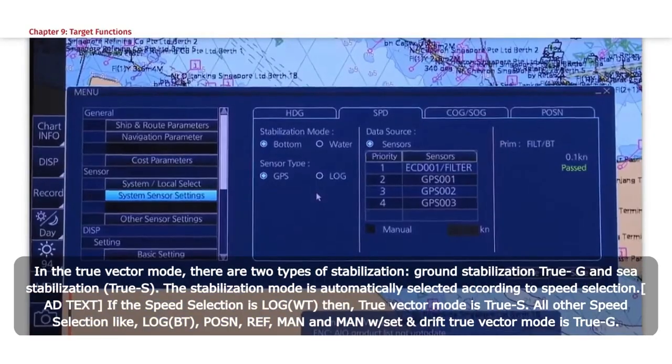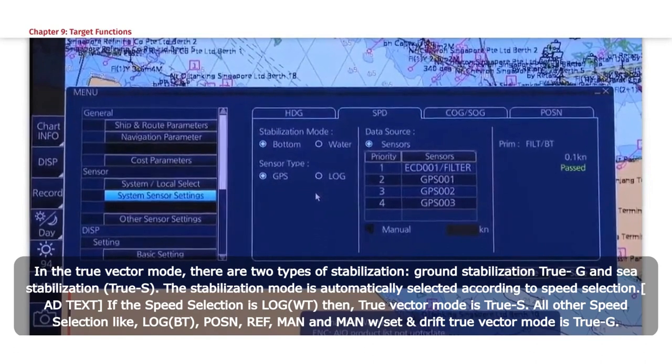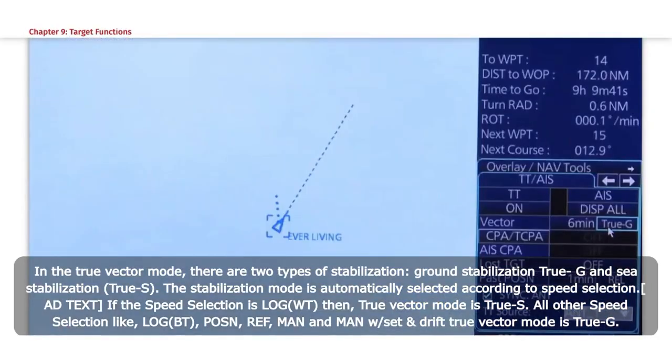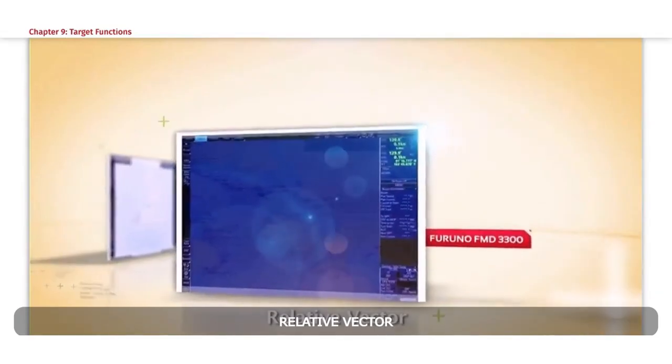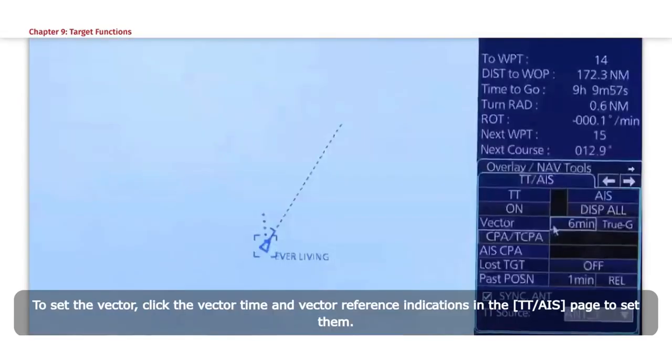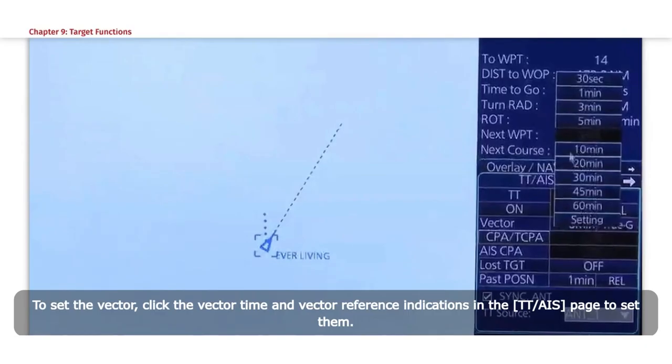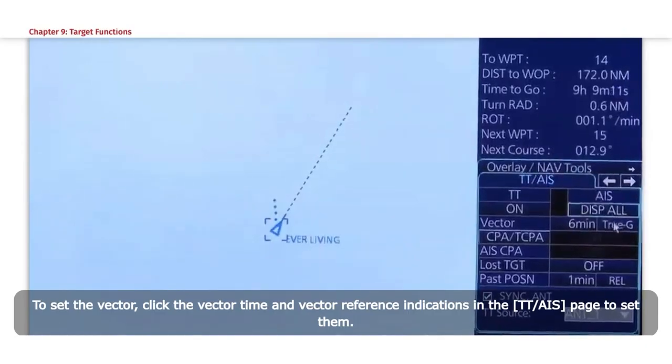All other speed selections like log BT, POSN, REF, MAN, and MANW, or set and drift, true vector mode is true G. Relative vector. To set the vector, click the vector time and vector reference indications in the TT or AIS page to set them.